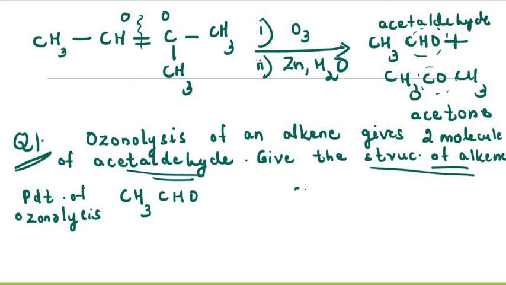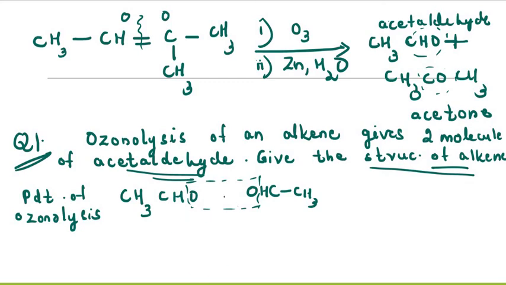So, we can write it as CH3CHO, one molecule like this, and the other one is CH3CHO. Now in this case, how to write the structure of the alkene? We have to write down the product such that the groups are facing each other. Here we are just adding the oxygen atom. Now just remove the oxygen atom and put a double bond between the rest.